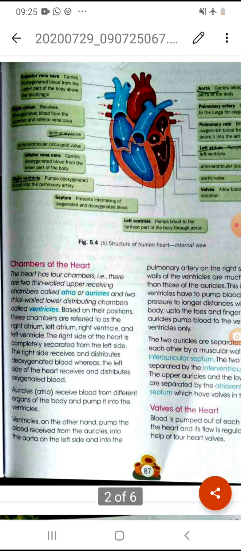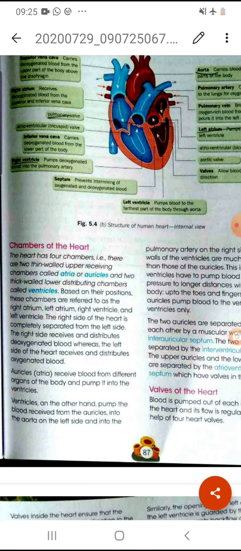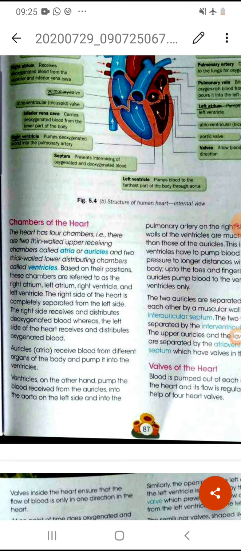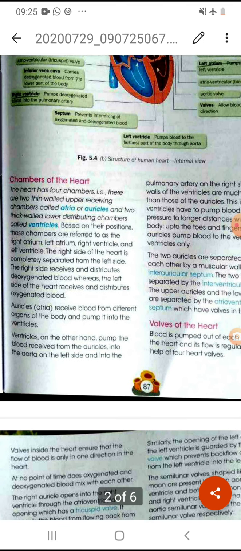Okay, so these upper receiving chambers are known as the auricles. Okay, the atria or the auricles, and the lower 2 chambers are known as the distributing chambers, which have thick walls, and they are known as the ventricles. Okay, so based on their positions, these chambers are referred to as right auricle or right atrium, left atrium, and right ventricle and left ventricle. So total 4 chambers are there in the human heart.